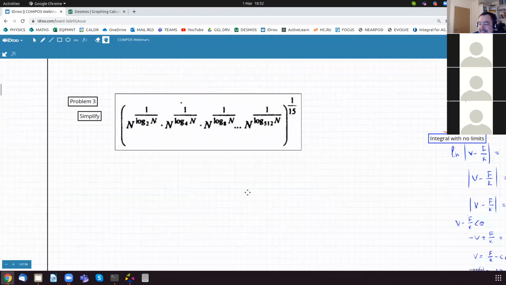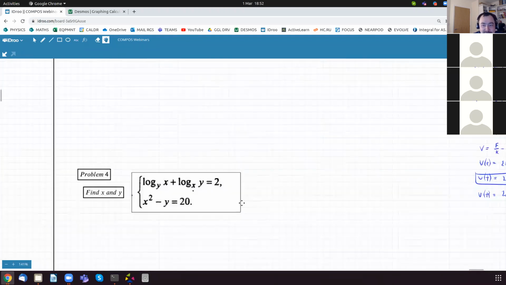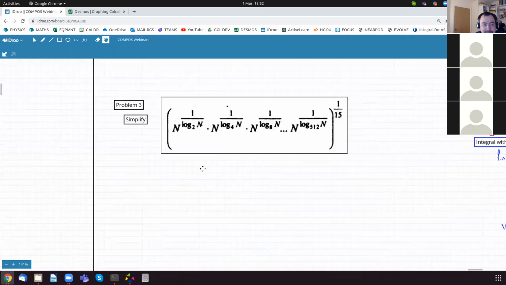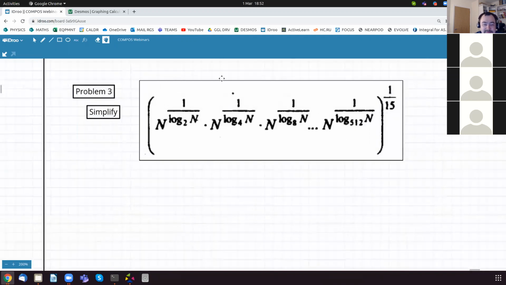Okay, the other problems are simpler, so don't worry. And this one is a very nice one. Has anyone attempted it? Has anyone managed to solve it?